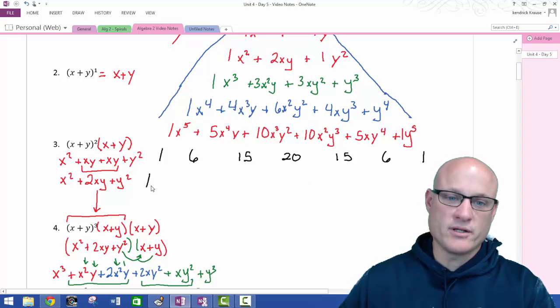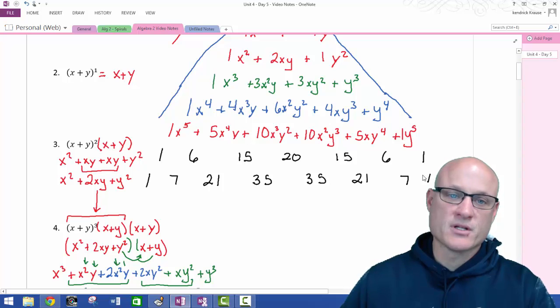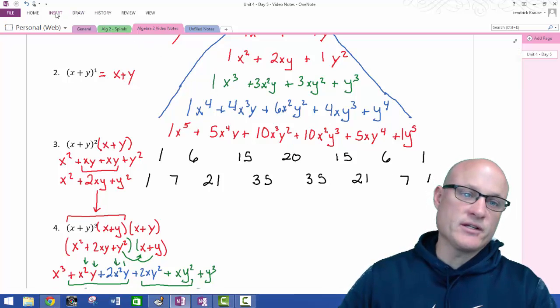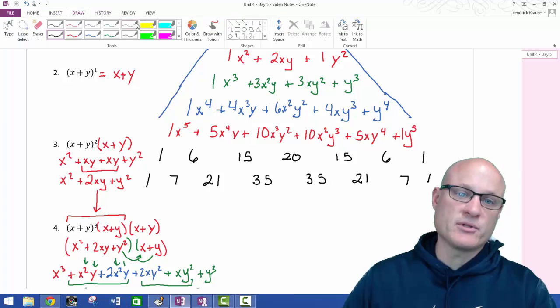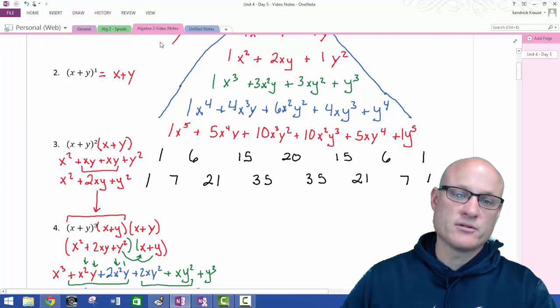Next one would be 1, 7, 21, 35, 35, 21, 7, 1. Well, those of you that have not seen it yet, let me draw some triangles in. Let me get some colors in here. Let me draw some triangles in.